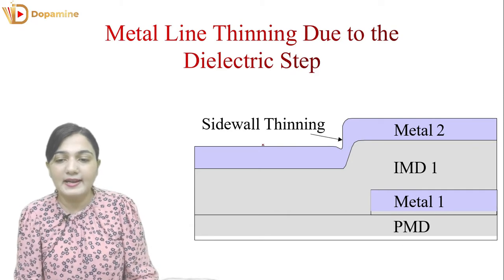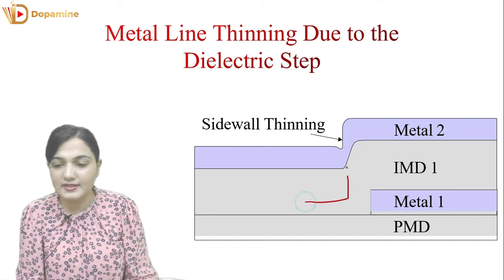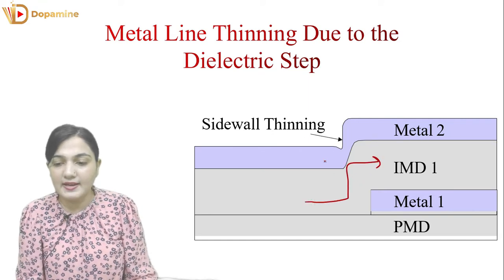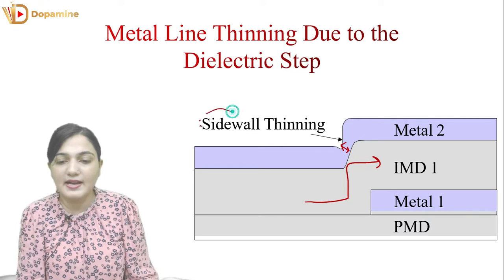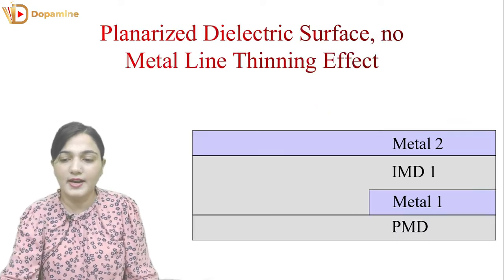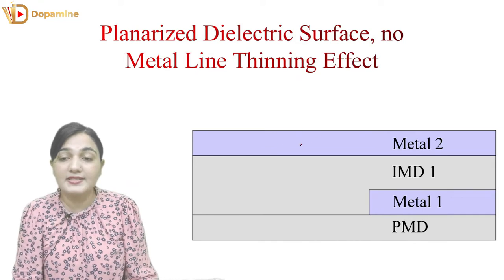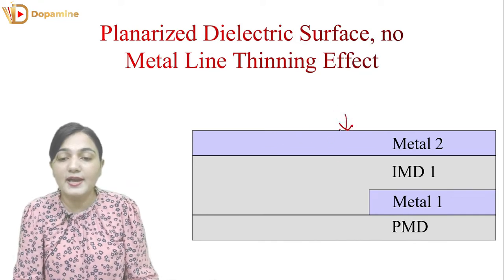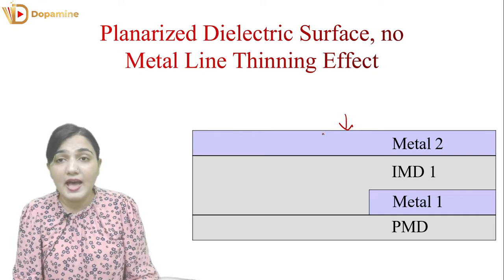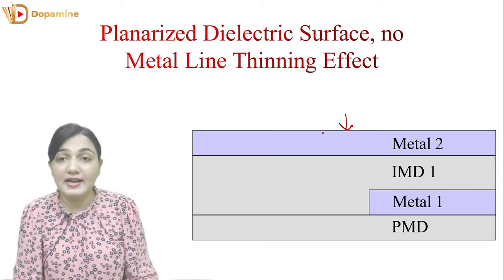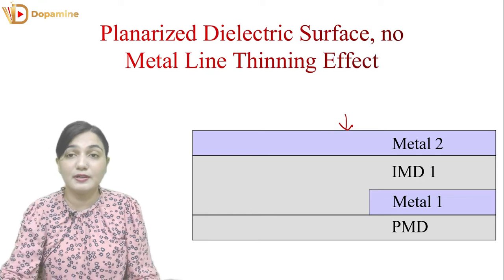You can see the metal line thinning due to the dielectric step. Here you can see this is a step, the dielectric step for the IMD layer, and here you can see the thinned out metal line because here we have a tapered dielectric deposition. The step over here is tapered, due to which this area is thinned. So we have the side wall thinning effect over here. Now when I have the planarized dielectric surface, we are not having this metal line thinning effect. And when I have the metal line thinning effect, we can have numerous problems including speed issues as well.